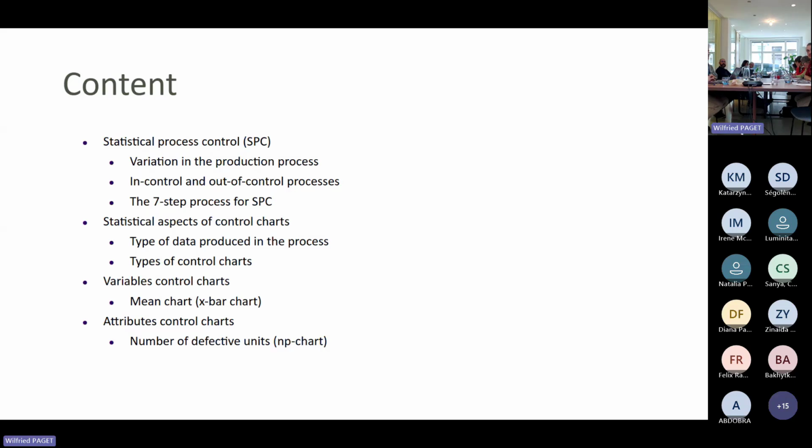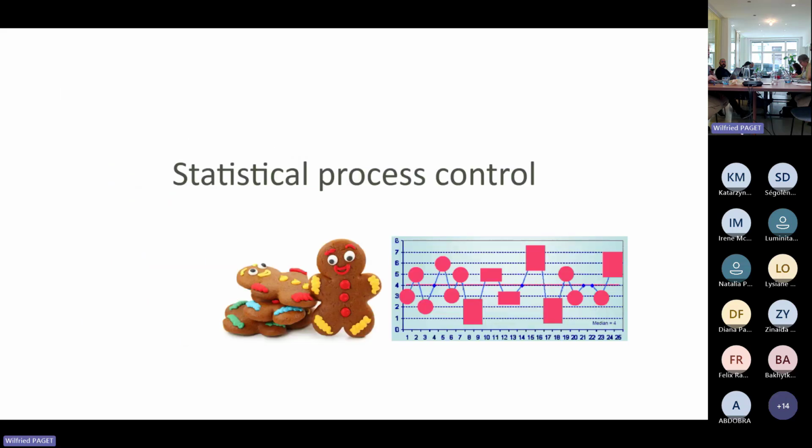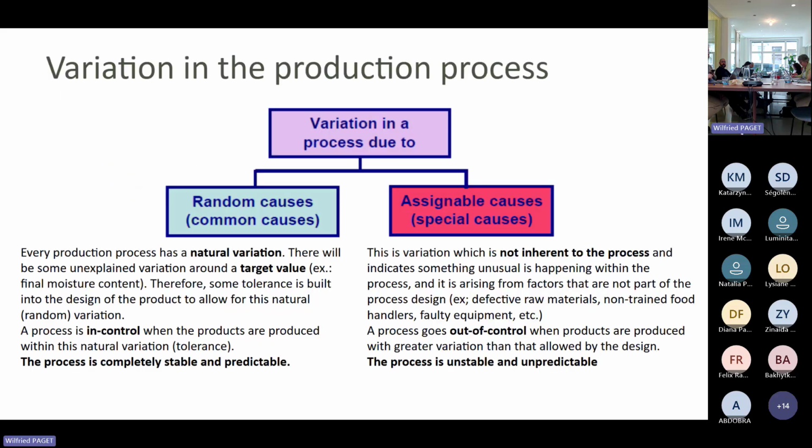We'll start about the statistical process control, talk a little bit about this set of statistical tools to control the processes, and also talk a little bit about the statistical aspects of control charts. We'll talk about type of variables that we can use on the control charts, and then we finish with some conclusions.